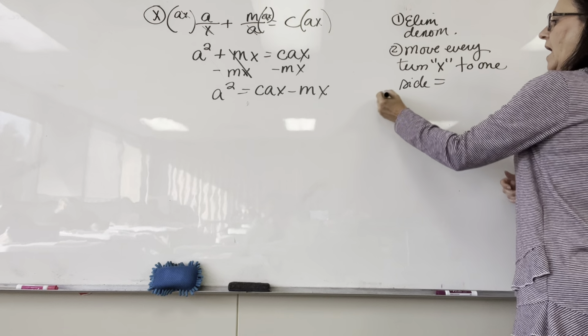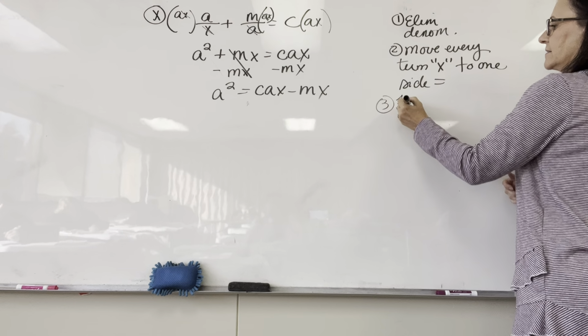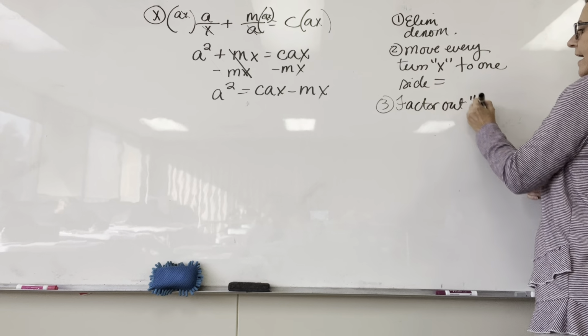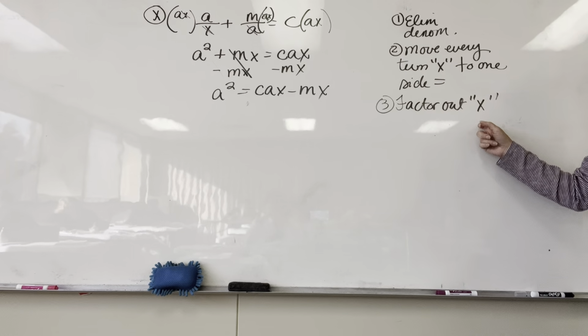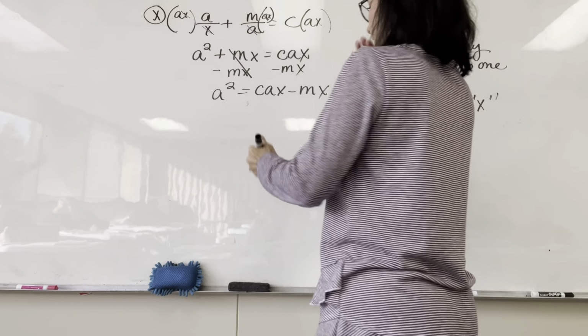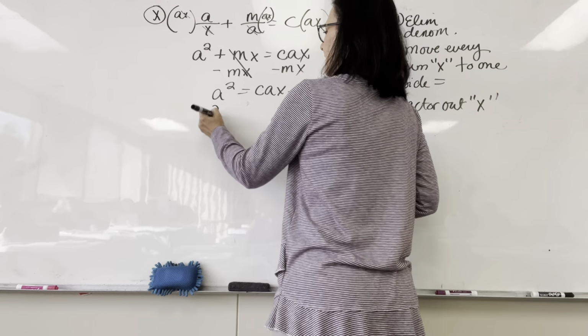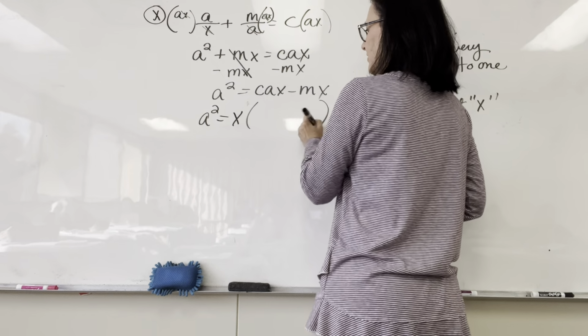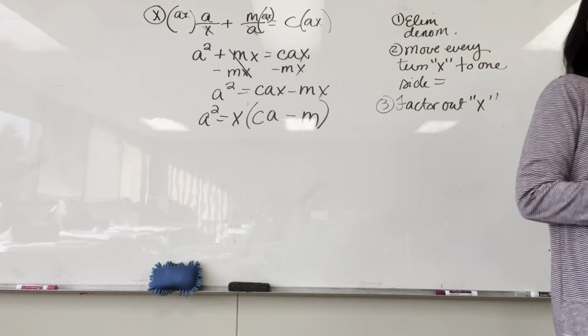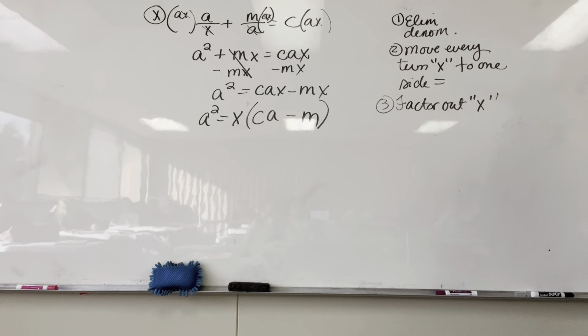Now, I'm going to factor out x. Guys, this is exactly what we're doing in pre-calculus. So it's a squared equals x, I'm factoring it out, I'm left with ca minus m. See that so far? Just following the rules of algebra. That's all I'm doing.